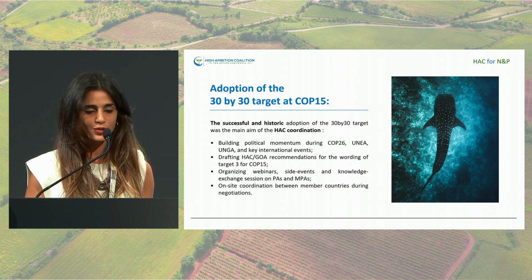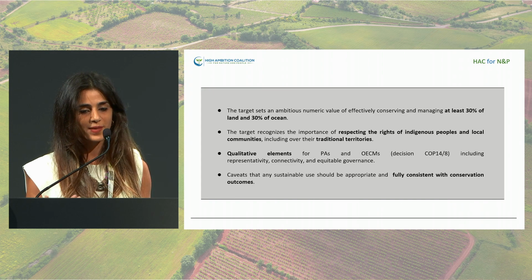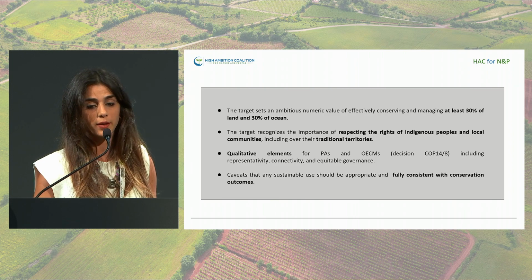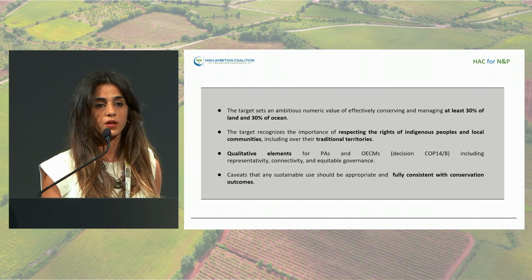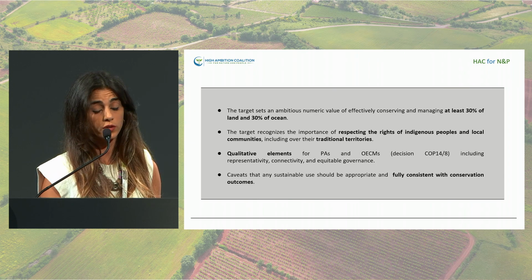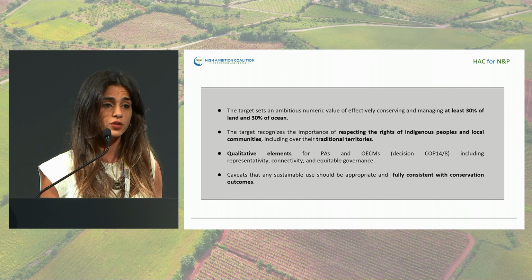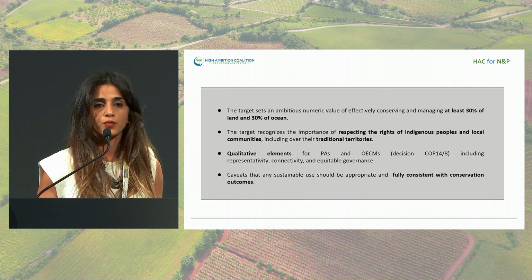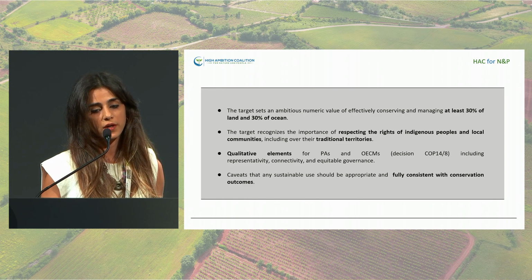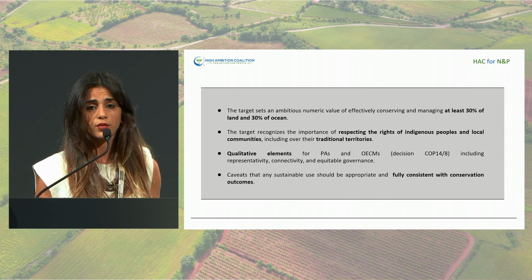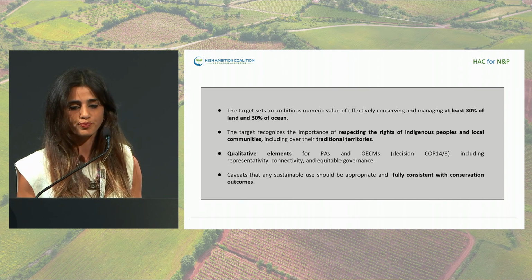So when we got to the negotiations, we managed to really make sure that we highlighted several elements of the coalition's aim, which was basically the 30 by 30 is not only for us a numerical value. We didn't want to make sure only that we have the area coverage, but also to make sure that it really had the qualitative elements included. So we really fought for making sure that the qualitative elements were also reflected. So making sure that we had representativity, connectivity, equitable governance, and other elements included within the Target 3.